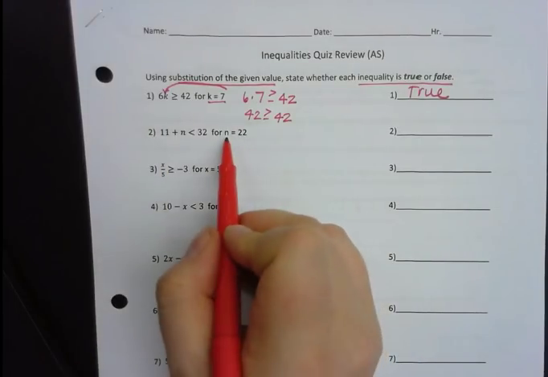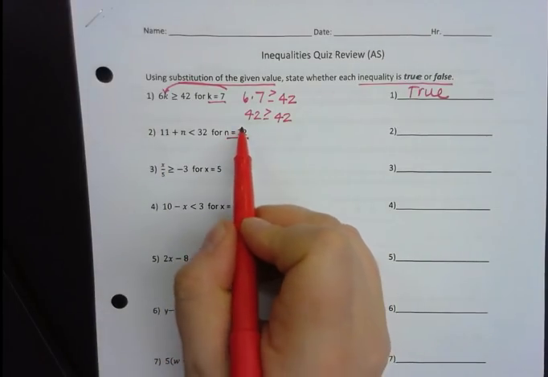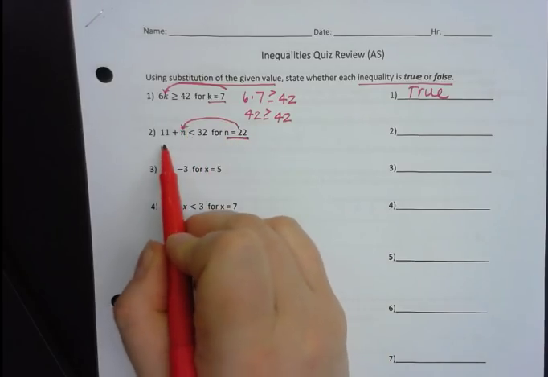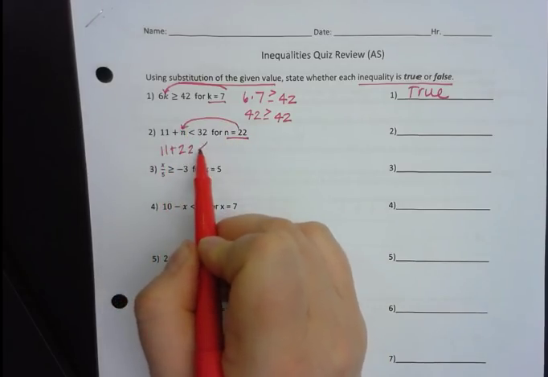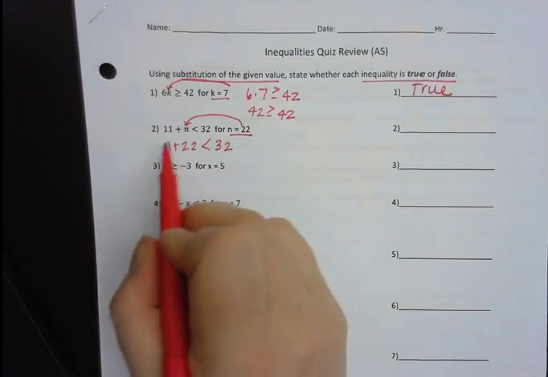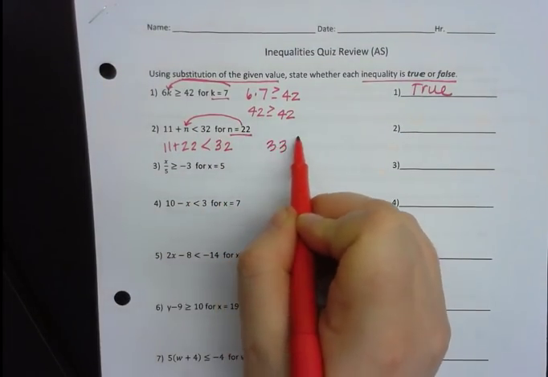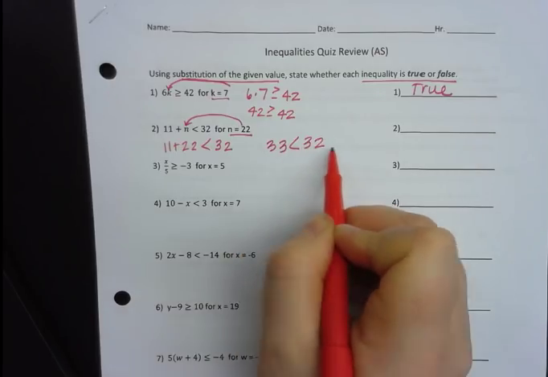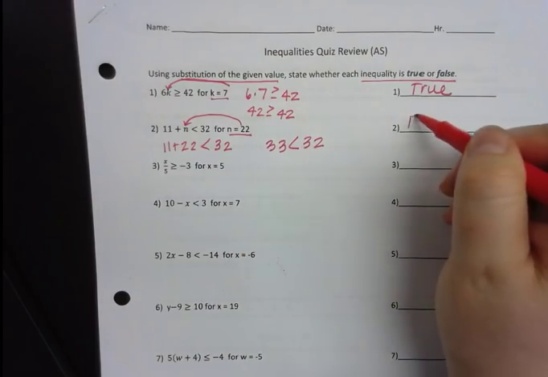Number 2, if n is 22, I'm going to plug that in for n. So I get 11 plus 22. Is that less than 32? So what's 11 plus 22? Well, it would be 33. So is 33 less than 32? No. So that's false.